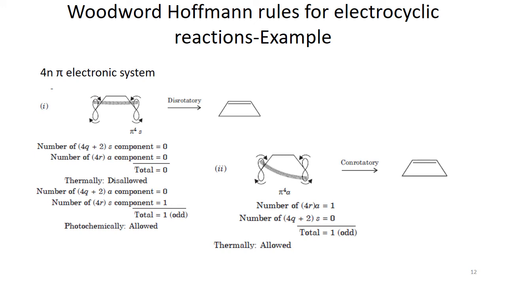But when we talk about this reaction through conrotation, the number of 4r electrons components is 1 because they are interacting with each other. Here the 4q plus 2 suprafacial interaction is 0. So we have a total of 1, that is odd, so it means that this is thermally allowed. But the suprafacial interaction can only happen photochemically, because in that case the 4r component goes to 1.